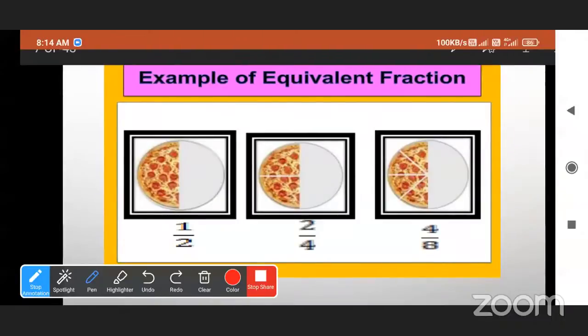2 upon 4. If we divide numerator and denominator by 2, then what will we get in the second figure? 1 upon 2. And in the third one, if we divide 4 by 4 and 8 by 4, then what will we get? 1 by 2. So all of these fractions are equal or not equal? Equal. So is it equivalent fraction or not equivalent fraction? Equivalent fraction. Very good.